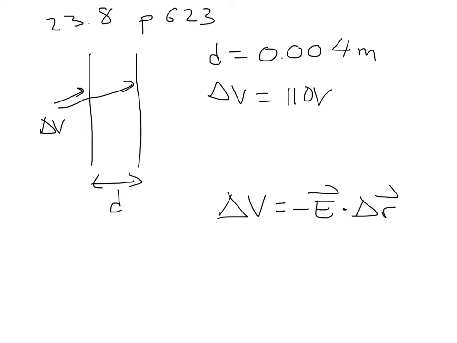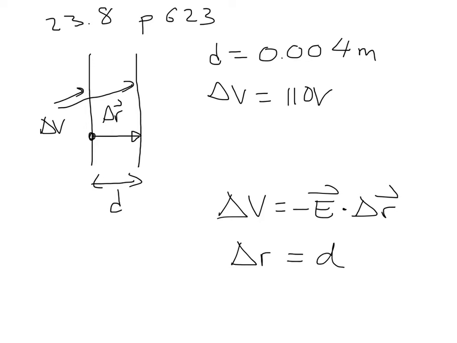Now to use this relationship, you have to define a delta R vector that's going to be useful for the problem. You can choose its direction and its magnitude, but you want to pick one that's sensible for the problem. In this case, the sensible choice would be from one end of the plate directly to the other. So that's my delta R vector. And you can see immediately that the magnitude of delta R is going to be d.